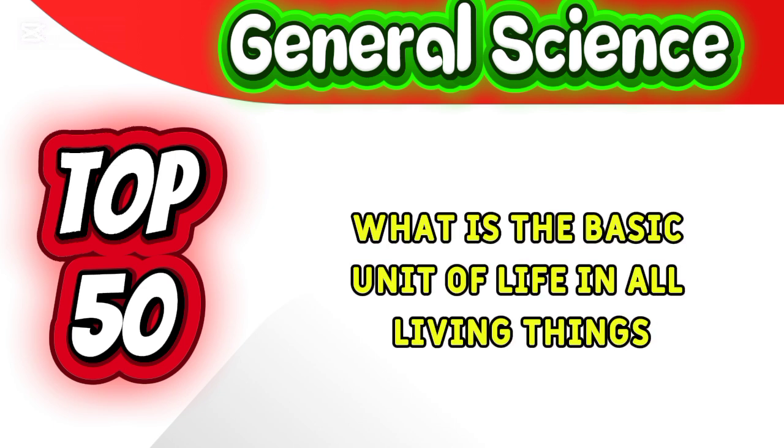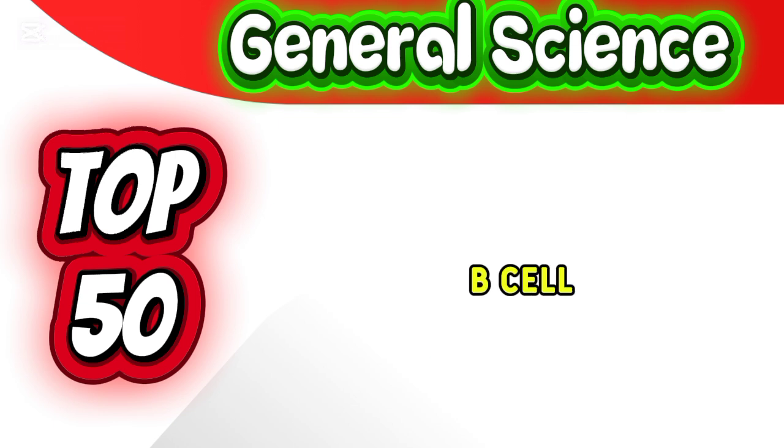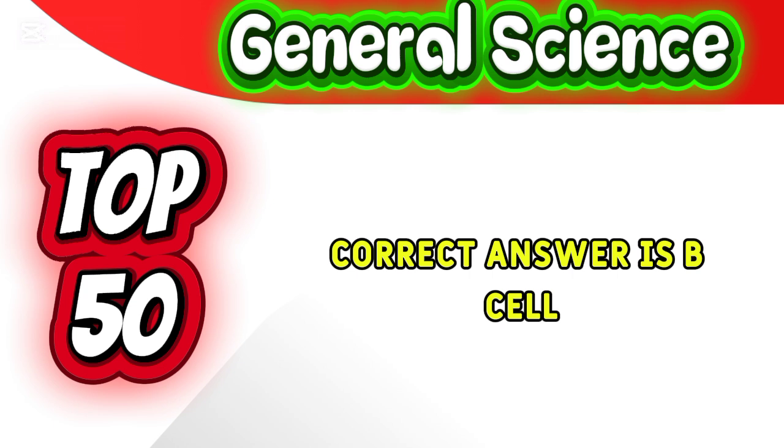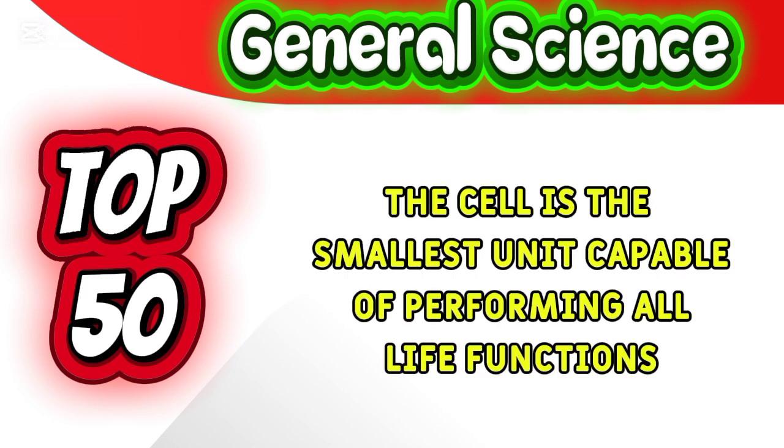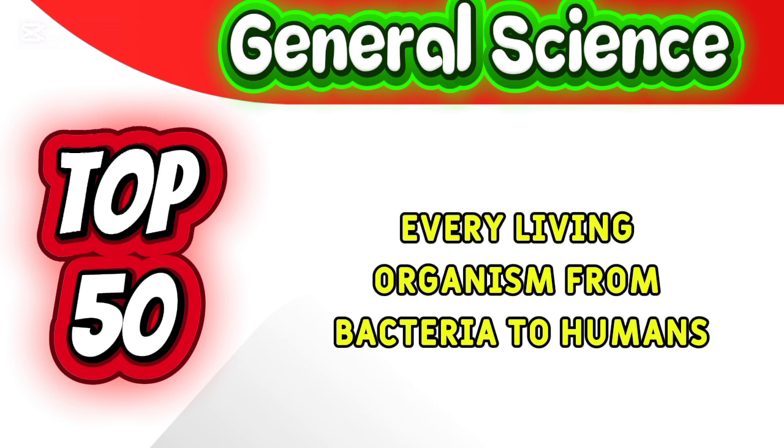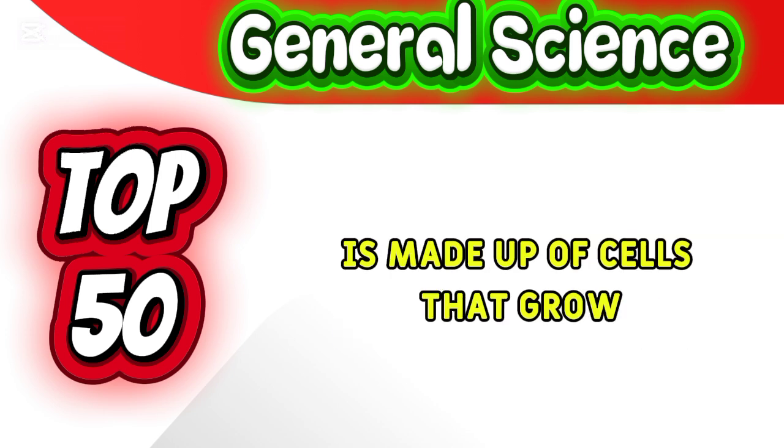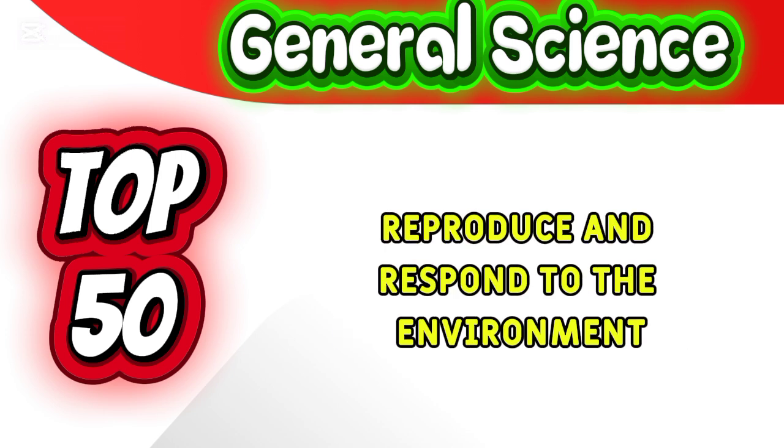6. Question: What is the basic unit of life in all living things? Options: A. Atom, B. Cell, C. Tissue, D. Organ. Correct answer is B. Cell. Explanation: the cell is the smallest unit capable of performing all life functions. Every living organism, from bacteria to humans, is made up of cells that grow, reproduce, and respond to the environment.